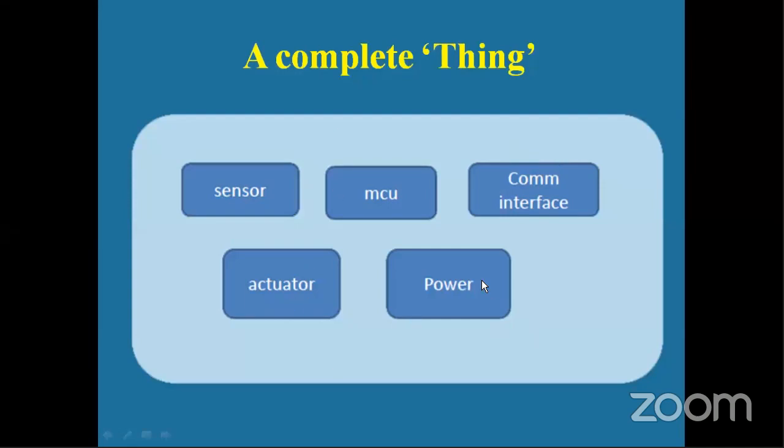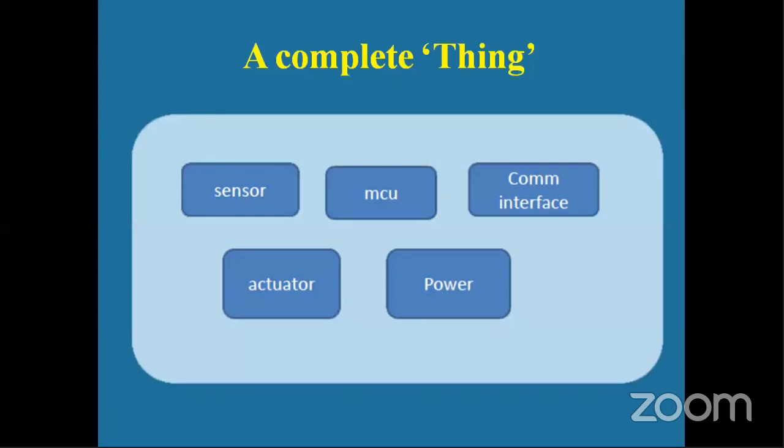Then you have a power supply. Finally, you have to power up the sensor, you have to power up the actuator, you have to power up the communication interface, and of course, you have to power up the microcontroller. So you need a power supply. Power supply is required. So a thing contains these 5 things.